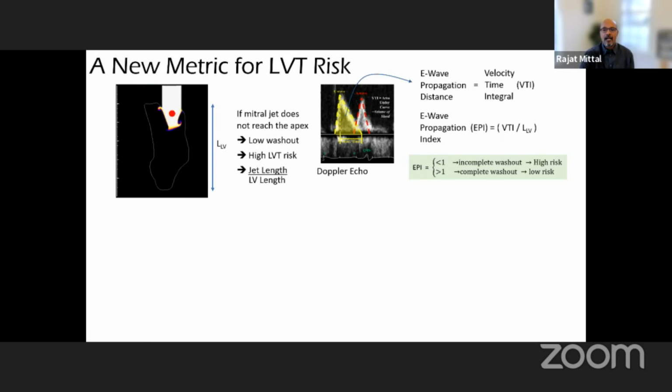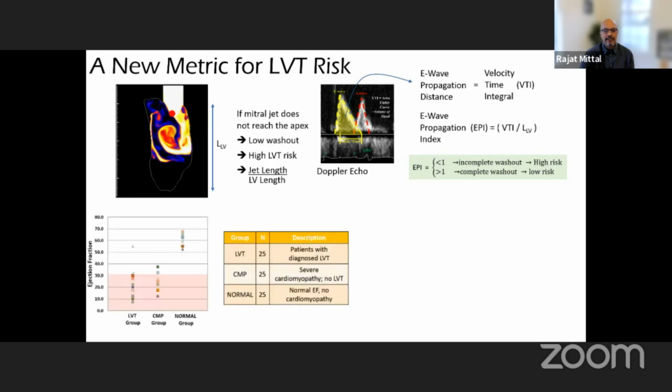Now the question was, how well does this work for actual patients? So again, this is the same data set of 75 patients. And if you recall, the original way of measuring risk is to see whether the patient has an ejection fraction less than 30%. And based on that, all of these patients would be considered high risk.